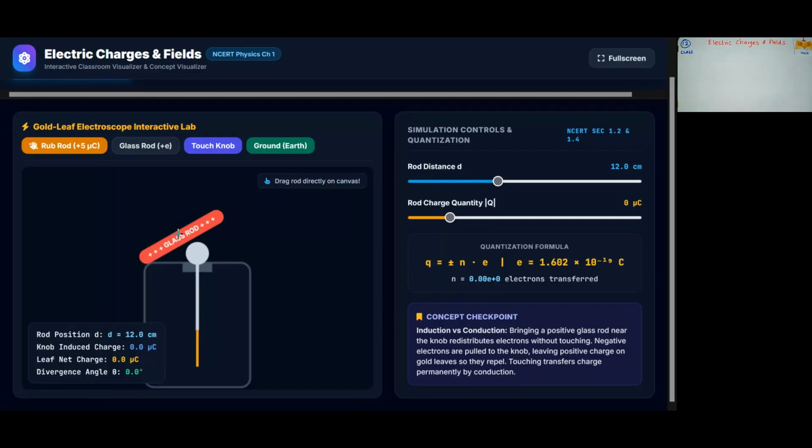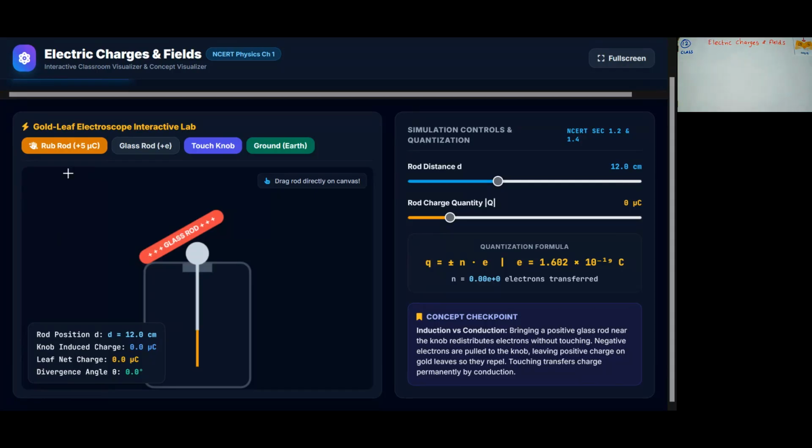Step number 1: we have to charge a rod, so charging by friction. When I click the rub rod plus 5 microcoulomb button, we rub a glass rod with silk. So electrons transfer from the glass to the silk, leaving the glass rod positively charged with plus 5 microcoulomb.